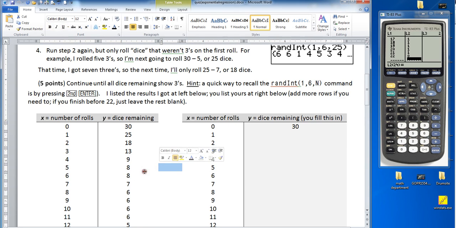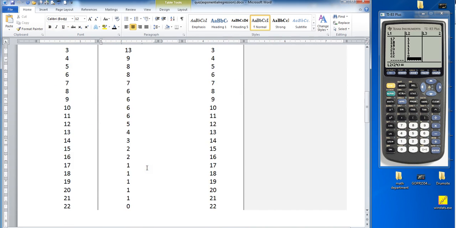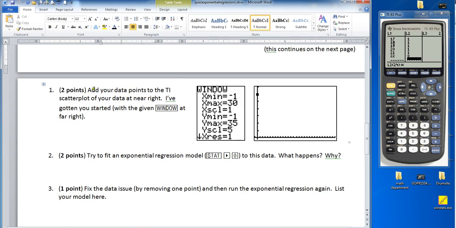And there's going to be some similarity and some difference in the quizzes because of that. Add your data points to the TI scatter plot. Here I've set the window up looking like this, and I've got my data over here in my TI, so I will go ahead and set up a scatter plot and turn it on. This all looks good. Then I'll set the window to the same one that I set for you, because why not? We go from -1 up to 35, because we started at 30, right? And then 5, and we're going to hit graph.